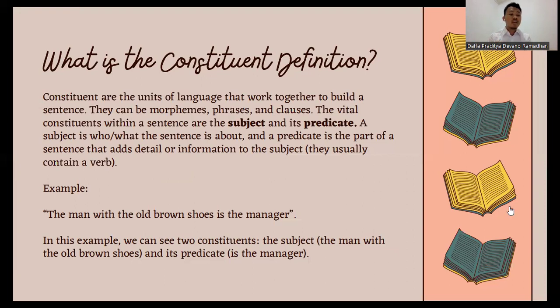For example, the man with the old brown shoes is the manager. So, for instance, we can see visibly that we have two constituents. The first is the subject, which is the man with the old brown shoes, and its predicate is the manager.